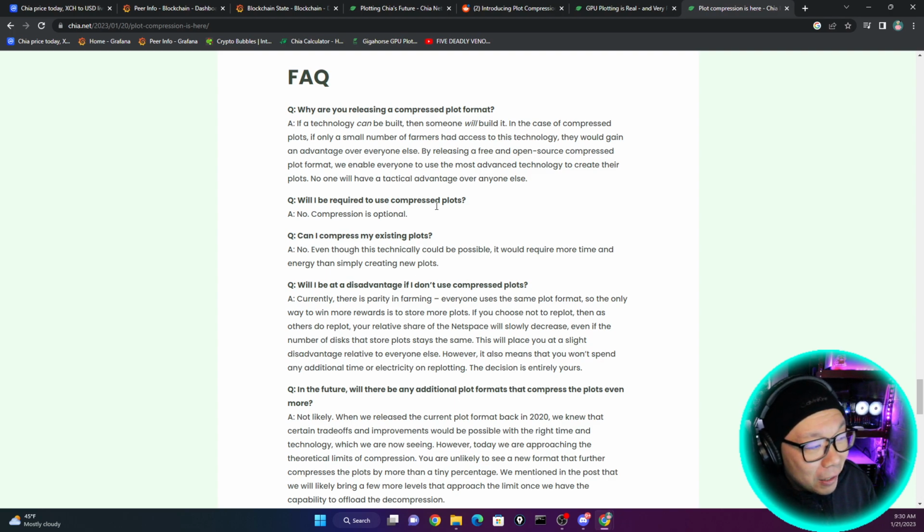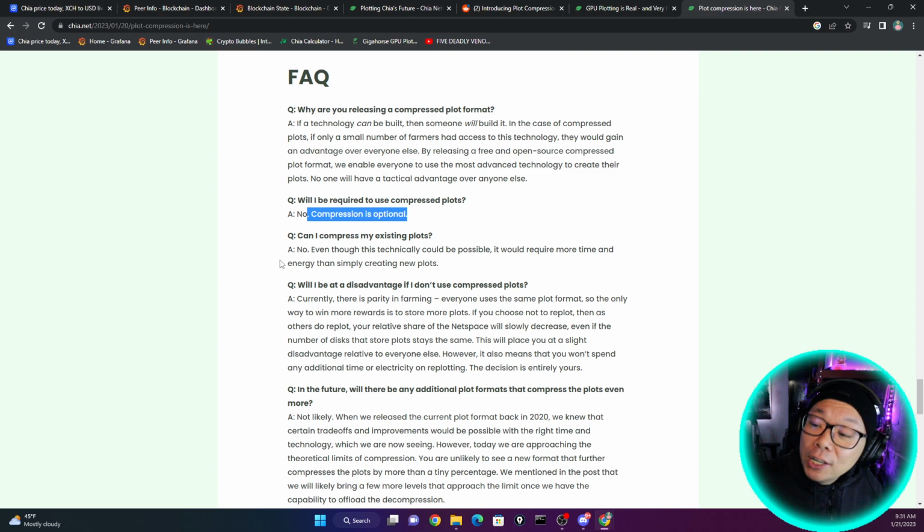Will I be required to compress plots? No, compression is optional. Yes, that is optional, to the point where your rewards will be less than the person who's compressing. Just saying the truth. Can I compress my existing plots? No, you cannot. Whatever plots you already did, the 100 gig plots, garbage. If you want to start over and have compressed plots, you have to create new ones.